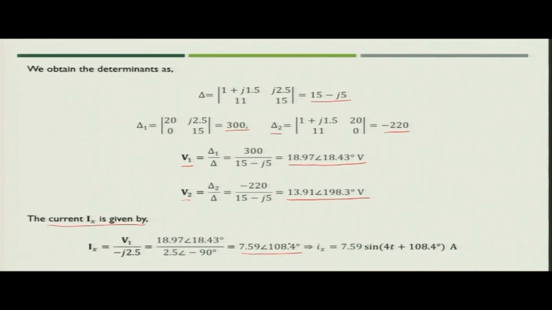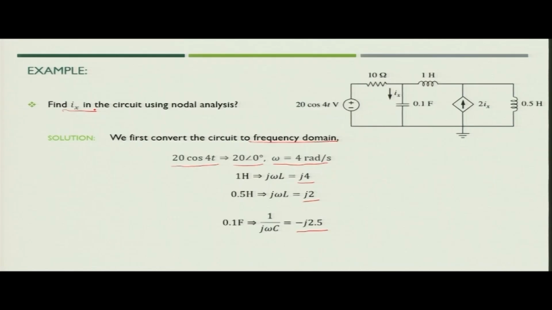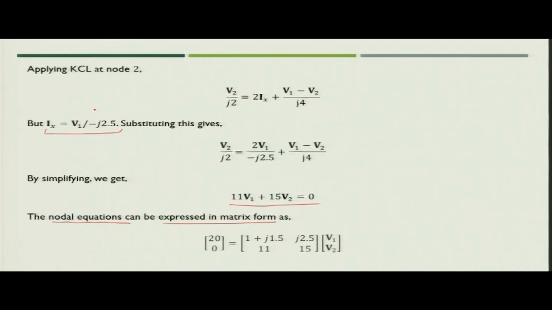Now, this particular quantity is in phasor form. So, finally, what we have to do? We have to convert the phasor back into time domain. So, what we will write? The value of I x we can write as amplitude, that is 7.59 sin 4t plus the angle which we got in the expression, that is 108.4 degree ampere. So, with this method you can easily find out the value of I x which was asked in the question.